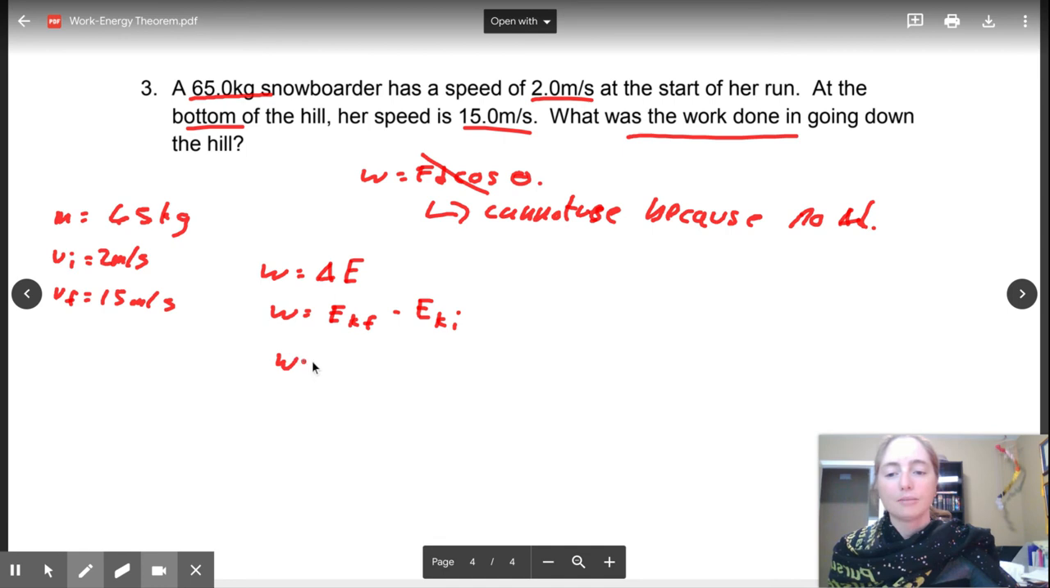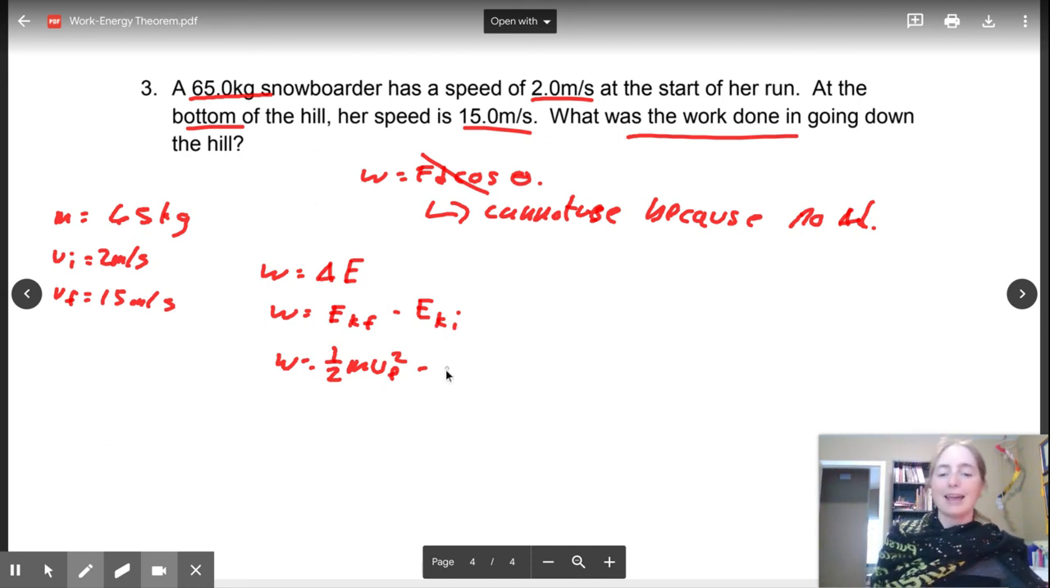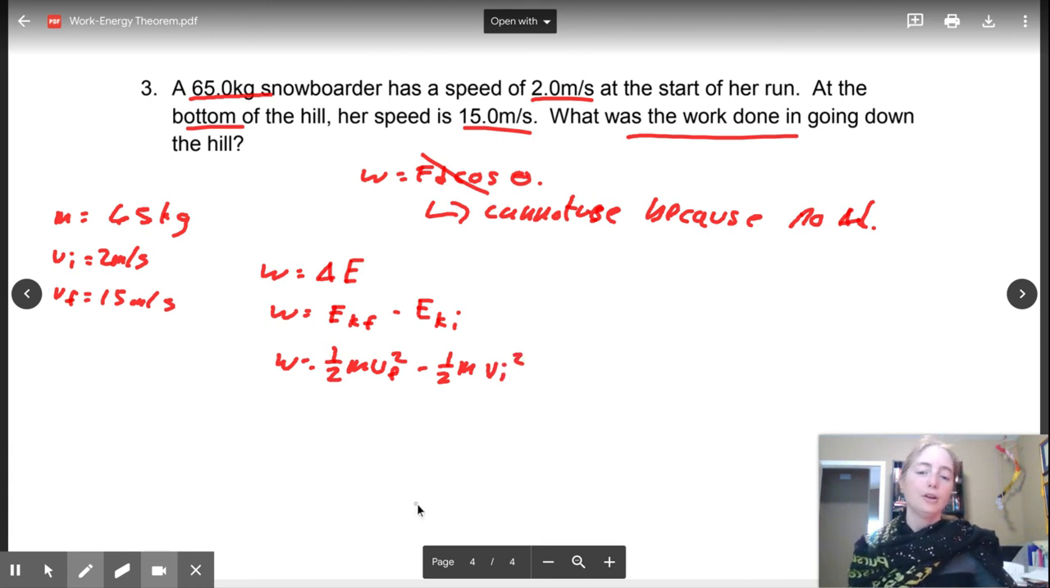Okay, it's an important skill that you guys are definitely going to need for next year. So my EK is equal to 1/2 mv squared, and my EKi is equal to 1/2 m vi squared. Okay, so ladies and gentlemen, let's think about the scenario again. The 1/2 is the same, m is the same, because the mass of the snowboarder isn't changing. I can factor out the 1/2 m.